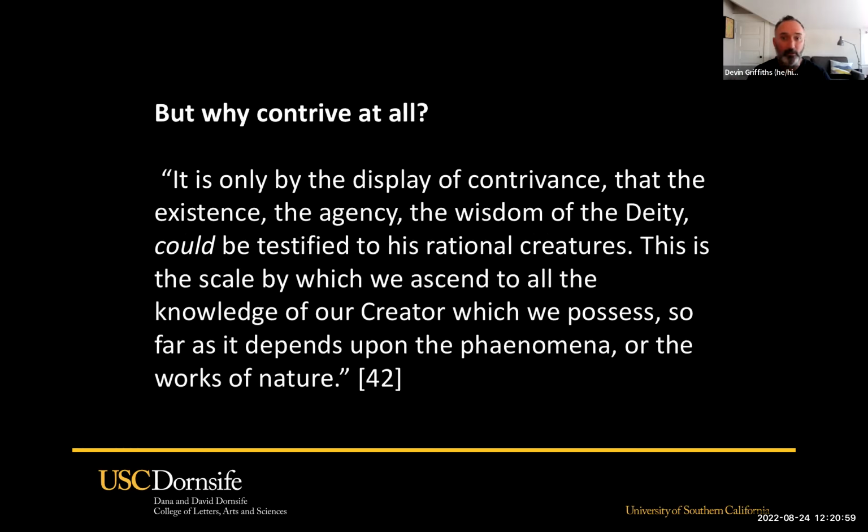But then he writes a second question, or maybe a third or fourth question: why is it that we need a contrivance at all? As he puts it, why, in other words, is it the case that God works through and designs things and yet removes himself from our presence and relies upon us interpreting these things to infer his existence? As he puts it, it is only by the display of contrivance that the existence, the agency, the wisdom of the deity could be testified to by his rational creatures. This is the scale by which we ascend to all the knowledge of our Creator which we possess, so far as it depends upon the phenomena or the works of nature.